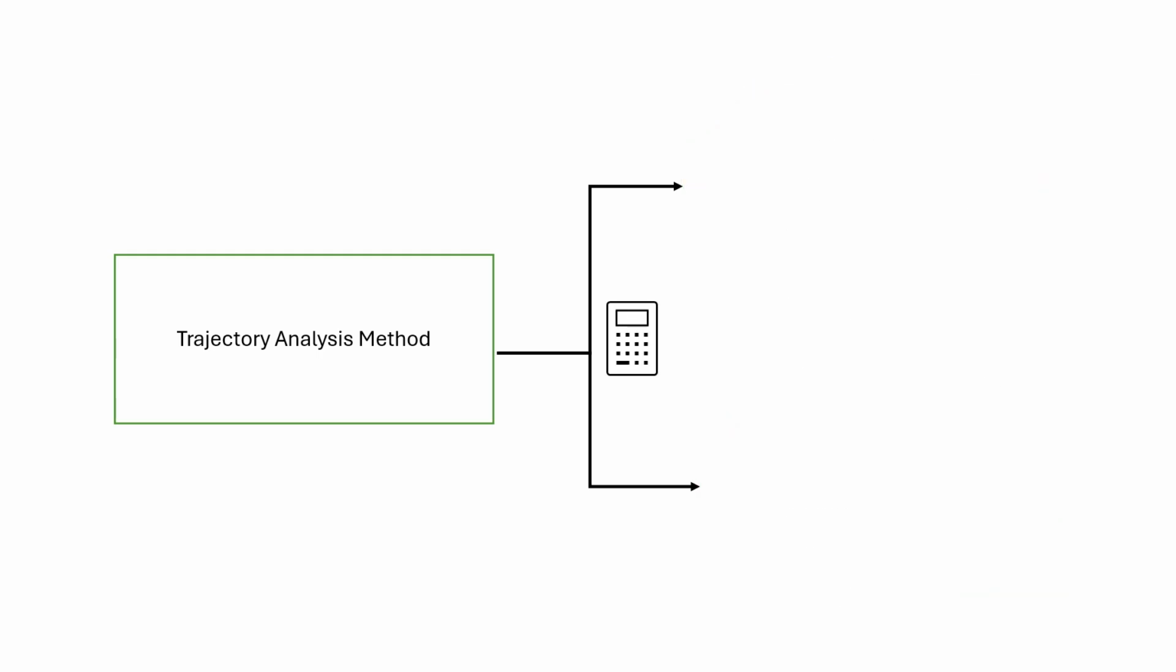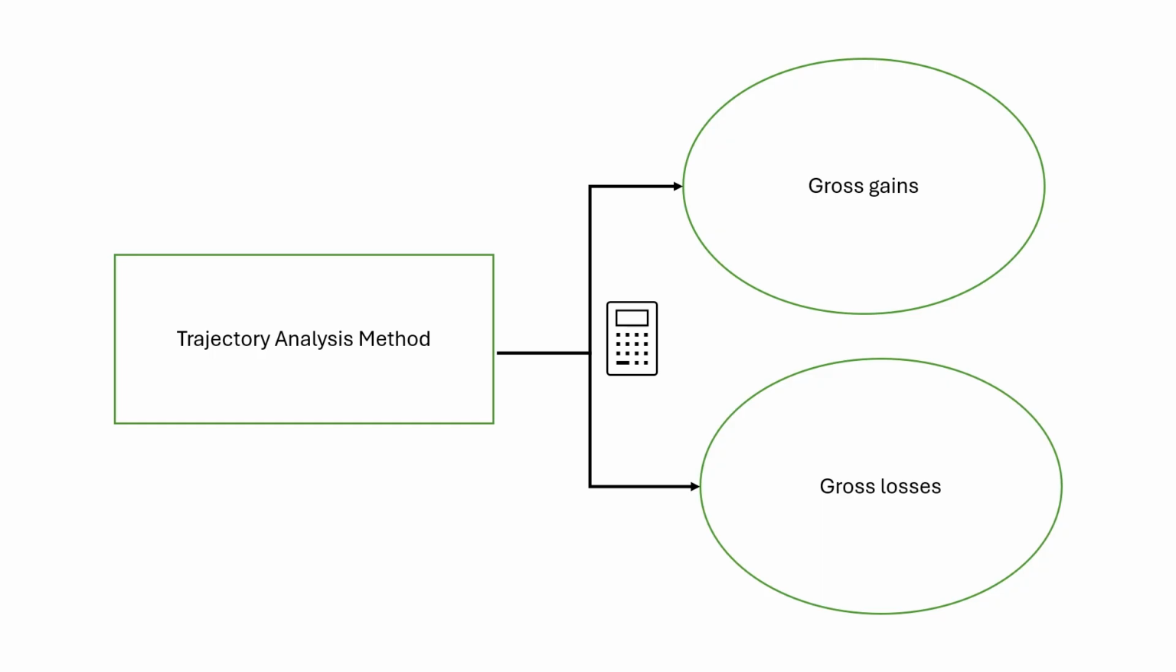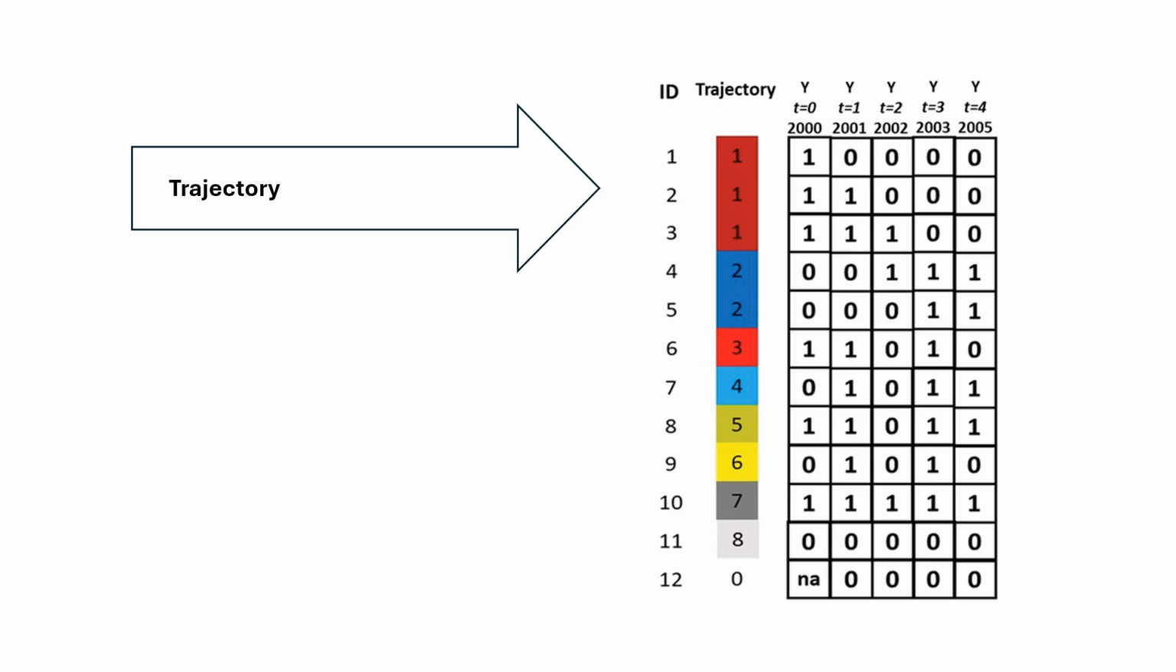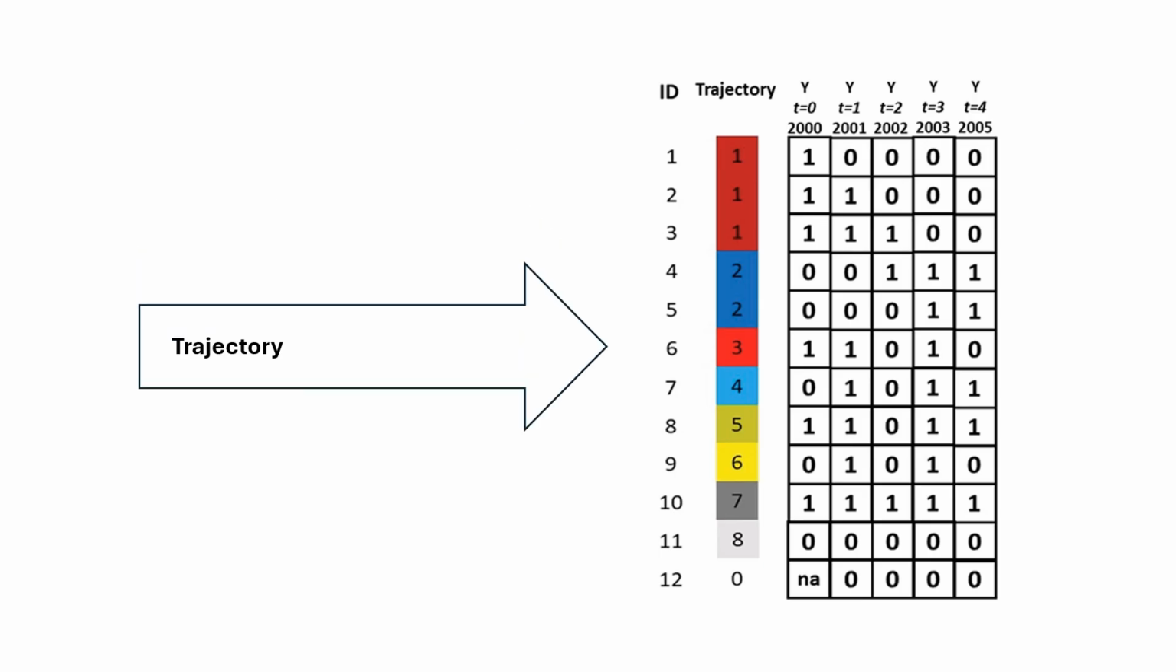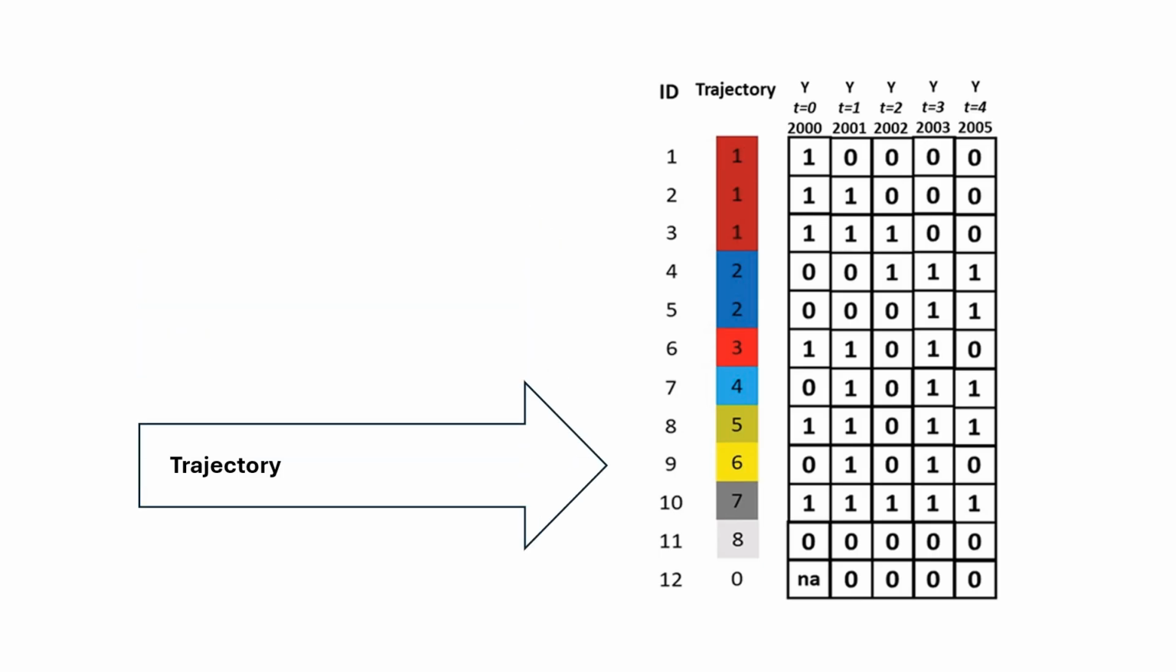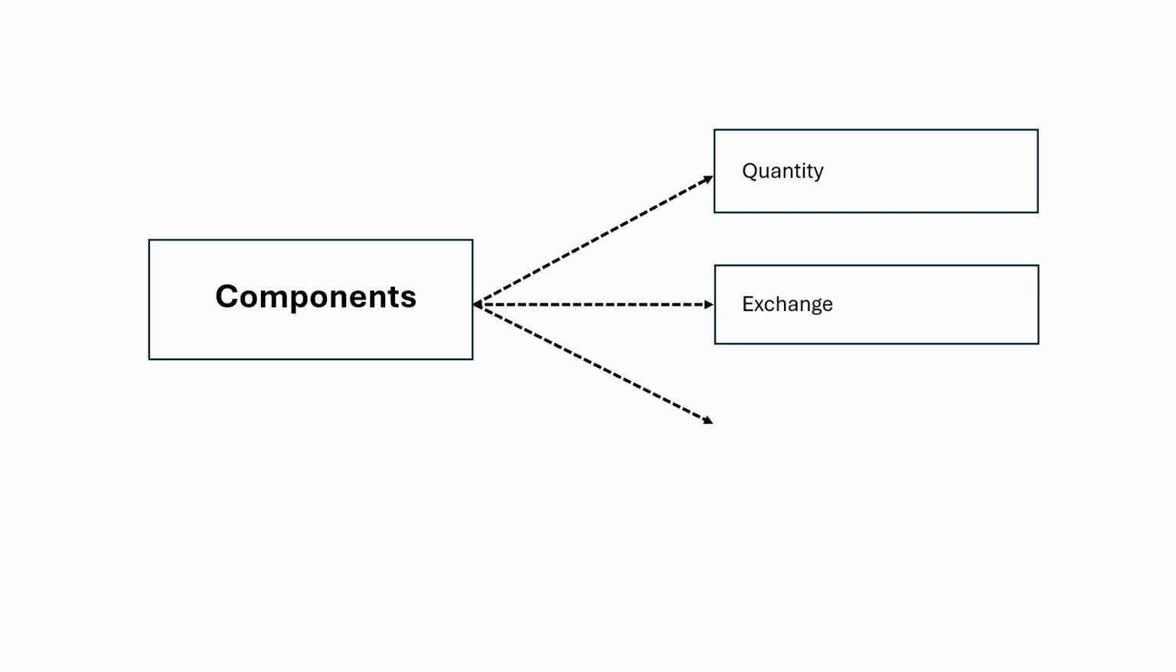This new method calculates the gross gains and gross losses of a site, categorizing the change into 8 possible trajectories, and then decomposing the change into 3 components: quantity, exchange, and alternations.